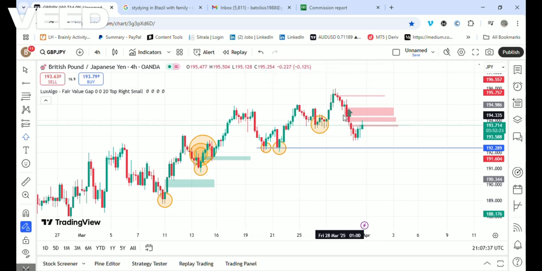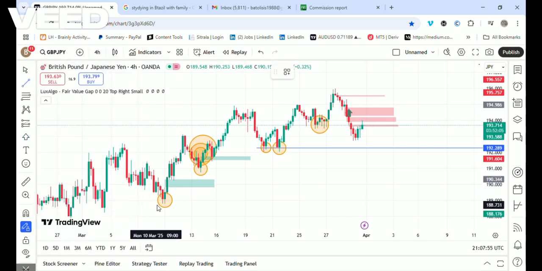But the market did not stop here. The market pushed all the way down below the previous low. What this tells us in the market is that it's obvious that the market wants to turn around from an uptrend to a downtrend.